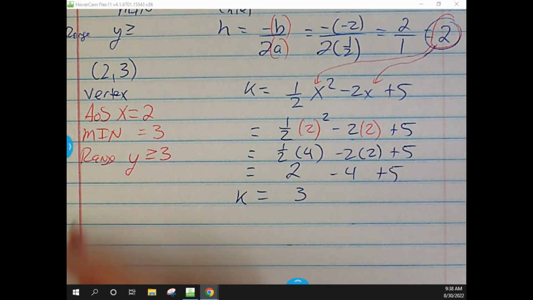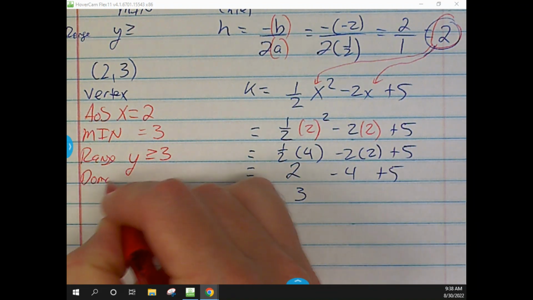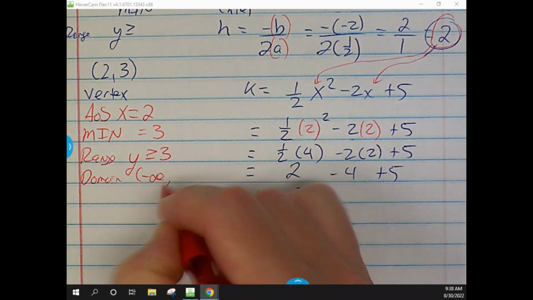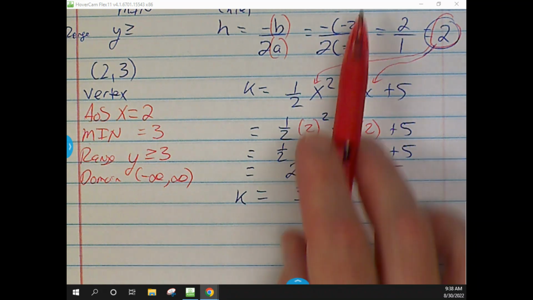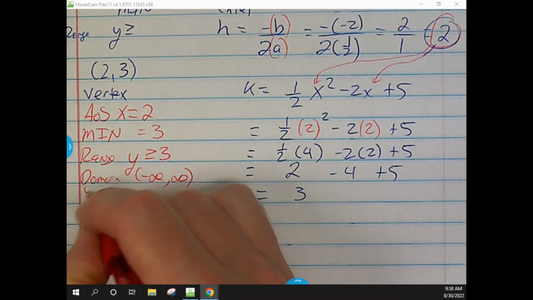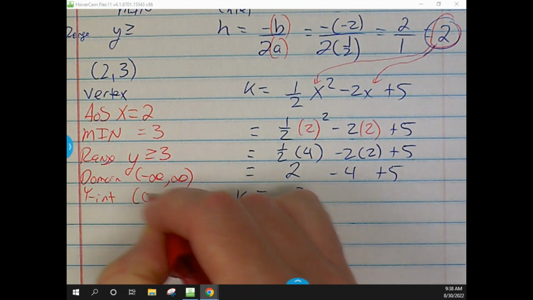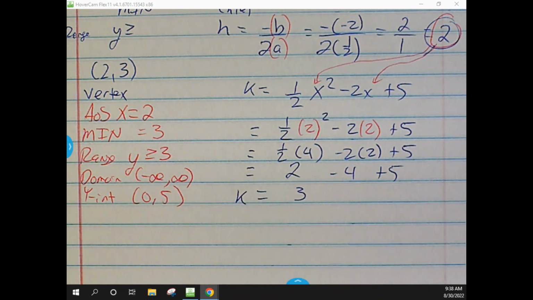We know domain is always infinity to infinity. So when we do domain, and again, a lot of times on that one, they won't even ask you for the domain just because it's the exact same answer every single time, because it's always negative infinity to infinity if it's a function. What else have we got? We've got the y-intercept was back up here at 0, negative 5. We'll go ahead and put it here just so we got it on the list. So we've got the vertex, we've got the axis of symmetry, we've got the max or min value, we've got the range, we've got the y-intercept, we've got the domain.